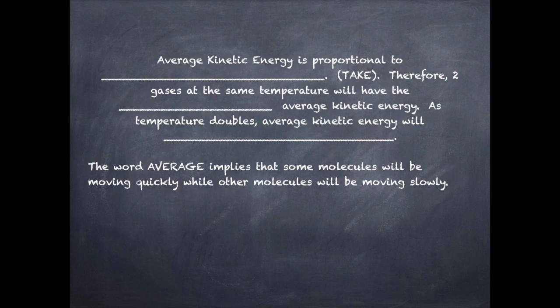So the average kinetic energy, just to re-emphasize this, is proportional to temperature. Therefore, if you have 2 gases at the same temperature, they're going to have the same average kinetic energy. As temperature doubles, then the average kinetic energy is also going to double. And so, as I just said in the previous slide, by saying average, we're acknowledging that some of the molecules are going to be moving more quickly than the average kinetic energy, while others will be moving more slowly.